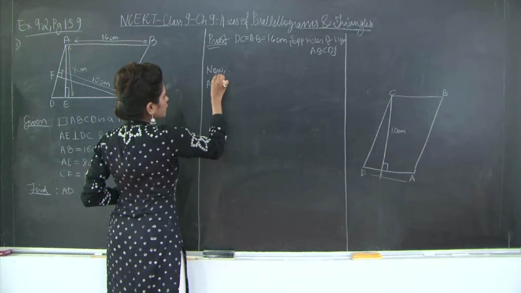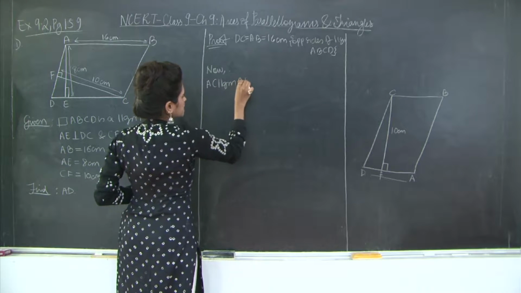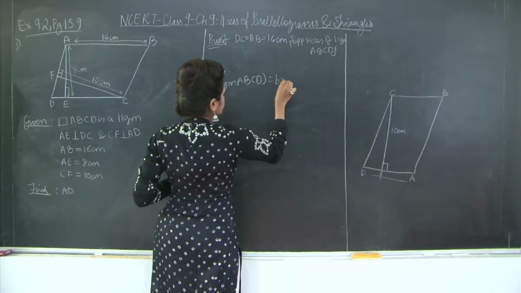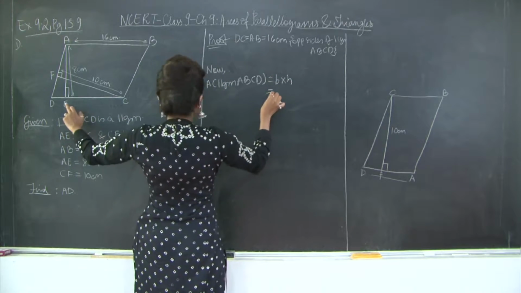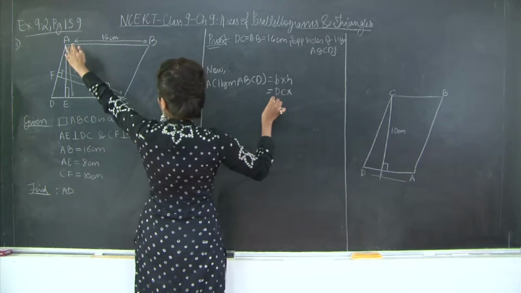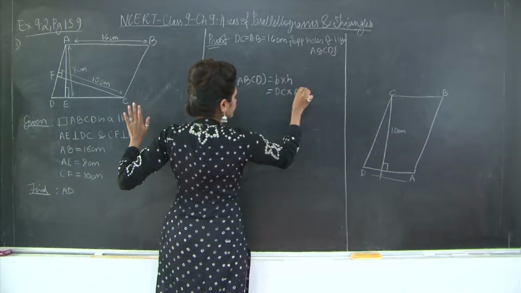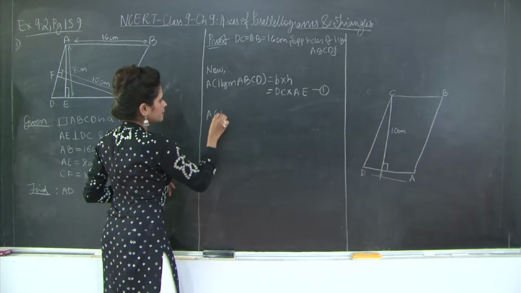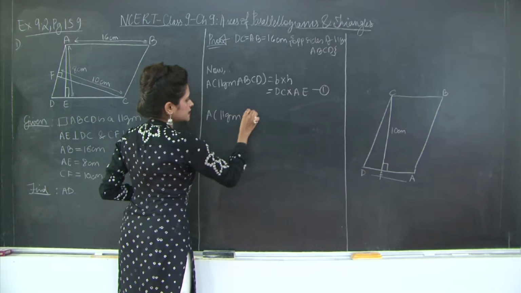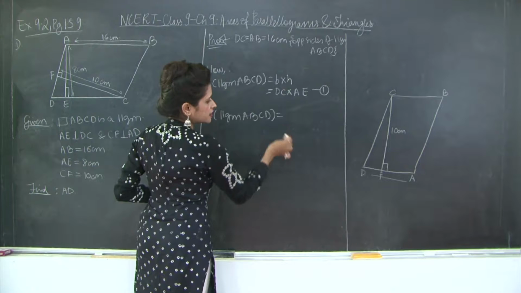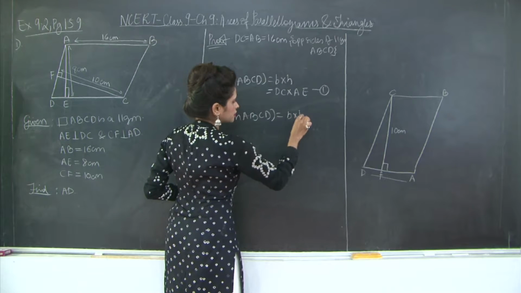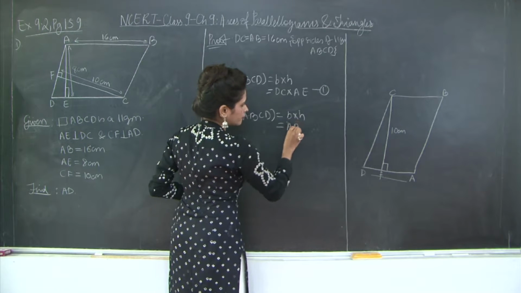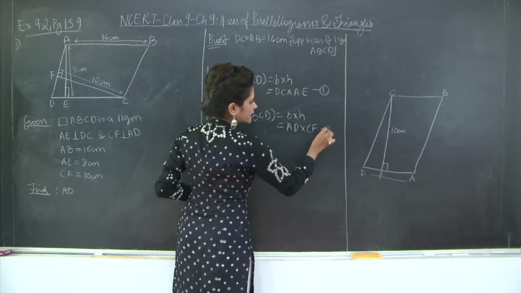Now area of parallelogram ABCD is what? Base into height, which is what? DC into the height is AE. Let's mark this as 1. And also we have area of parallelogram ABCD is what? Base into height, which is what? DA or AD into CF. Correct? Let's mark this as 2.